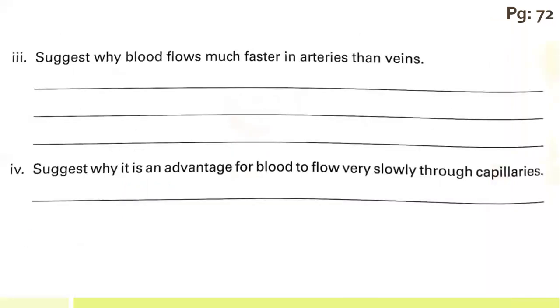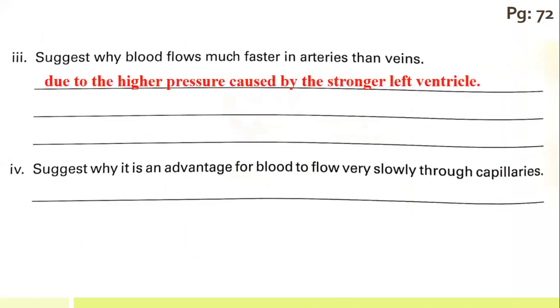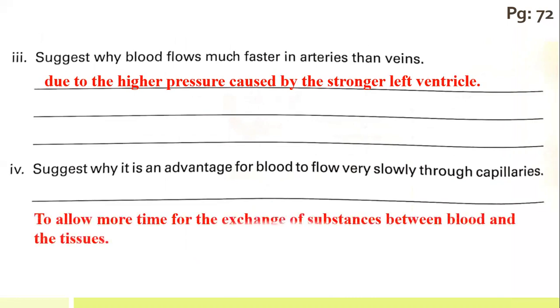The third part of this question is: suggest why the blood flows much faster in arteries than veins. The reason is the high pressure caused by the stronger left ventricle. Suggest why it is an advantage for the blood to flow very slowly through capillaries. The answer is to allow more time for the exchange of substances between the blood and the tissue.